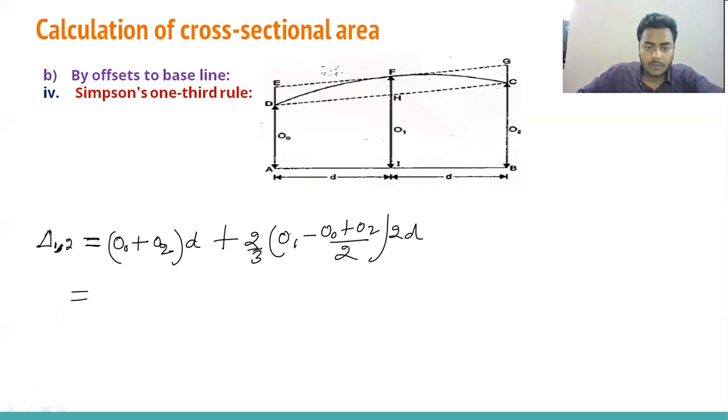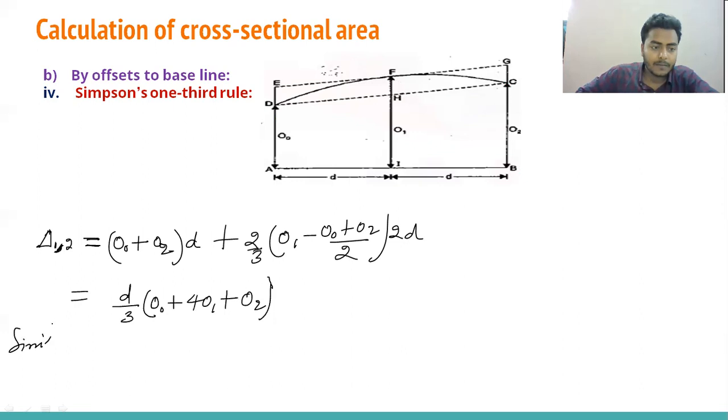Just do the addition and then see what we are getting. You will get here, just do the summation, that D by 3 into O naught plus 4O1 plus O2. You can check also, divide with D and then divide by 2 by 3, you will get this value. O naught plus 4O1 plus O2.